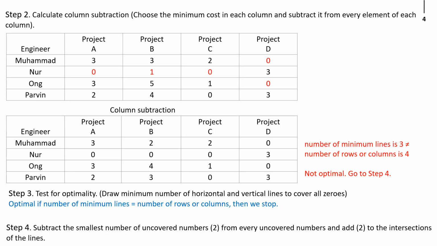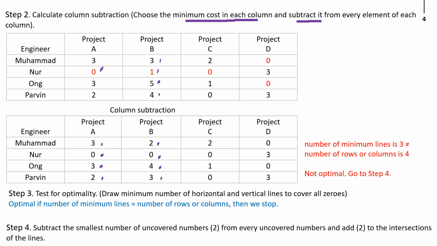Okay, for the second step, we need to calculate the column subtraction, which is to choose the minimum cost in each column and subtract it from every element of the column. Now if you look here, for project A, the minimum is 0. So the value of 0 minus 3, minus 0, minus 3, minus 2, I have 3, 0, 3, 2. Similar goes to project B. The minimum cost is 1. So 1 minus 3, minus 5, minus 4, I have 2, 0, 4, 3.